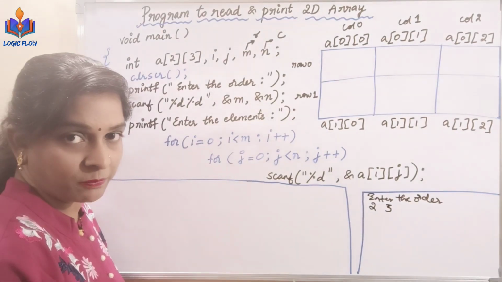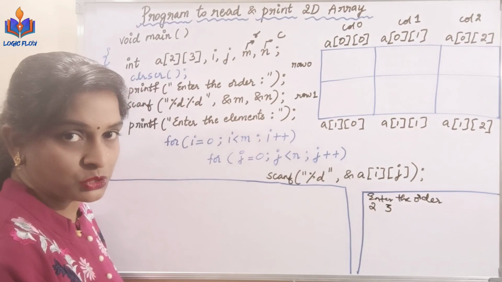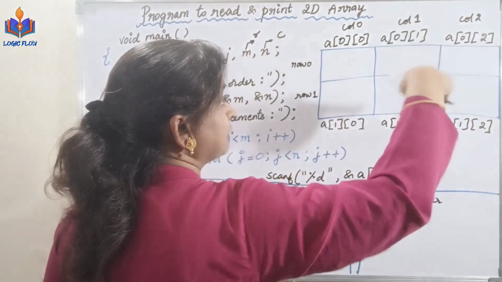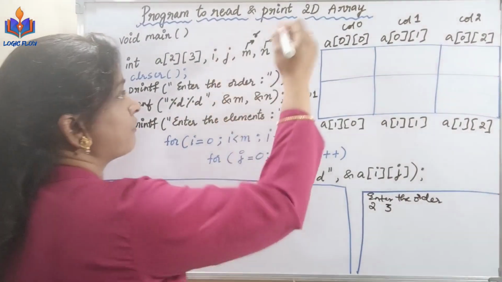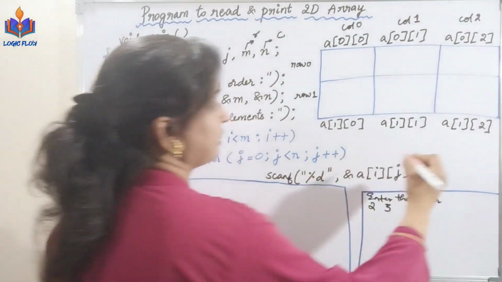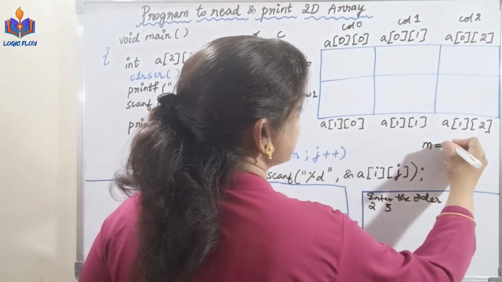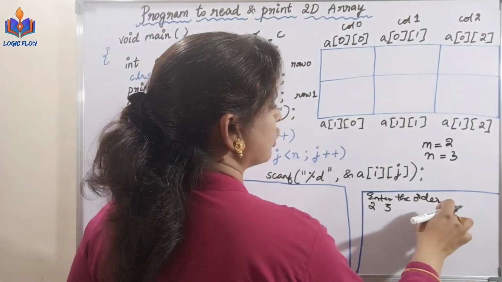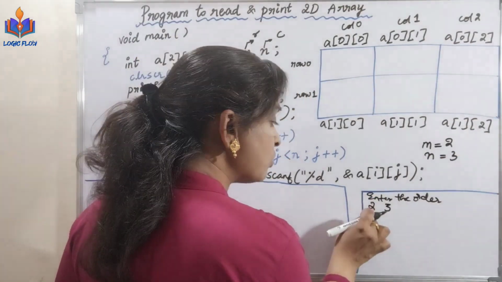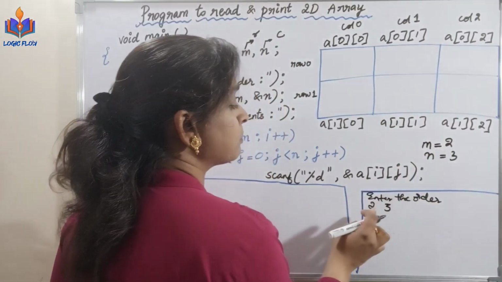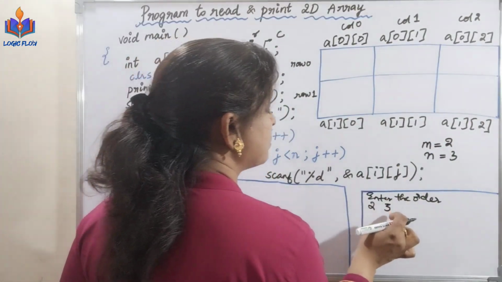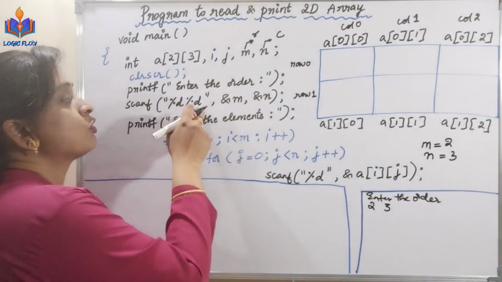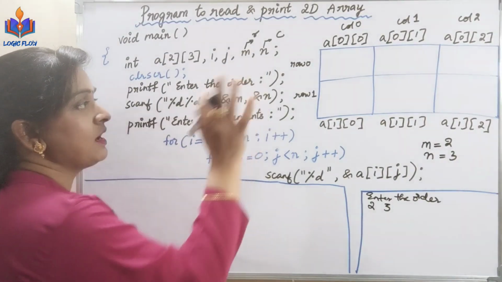2 cross 3 means 6 elements I can store, 2 rows and 3 columns. So the value that I have in m, let me write it here. The value of m is 2 and the value of n is 3. Enter the order means I need to input how many rows and how many columns. First input will be for row, second input will be for column. So 2 format specifiers, m and n.